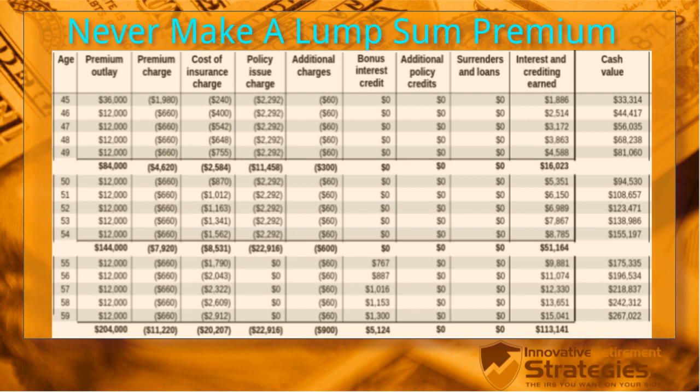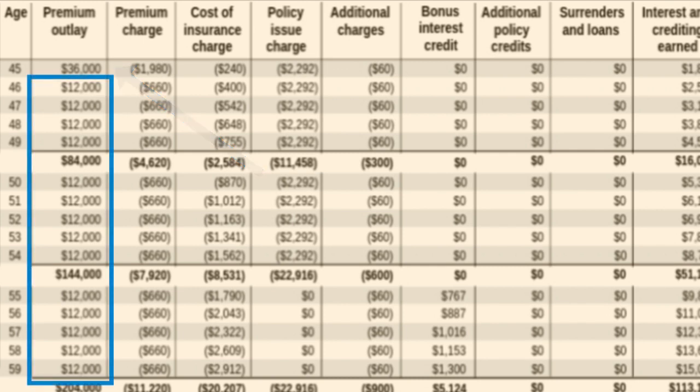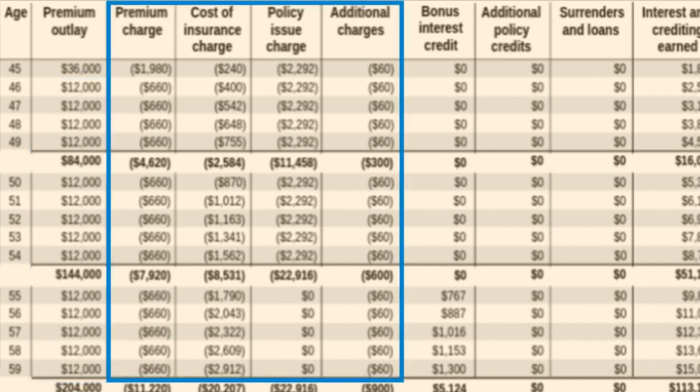In this example, we've got an insured who's 45 years old and is putting $36,000 a year into the policy the first year, followed by $12,000 a year each thereafter. So you're looking at the column labeled premium outlay. And then to the right of that, you've got the costs in the policy illustrated. So you've got the premium charge, the cost of insurance charge, the policy issue charge, and additional charges.